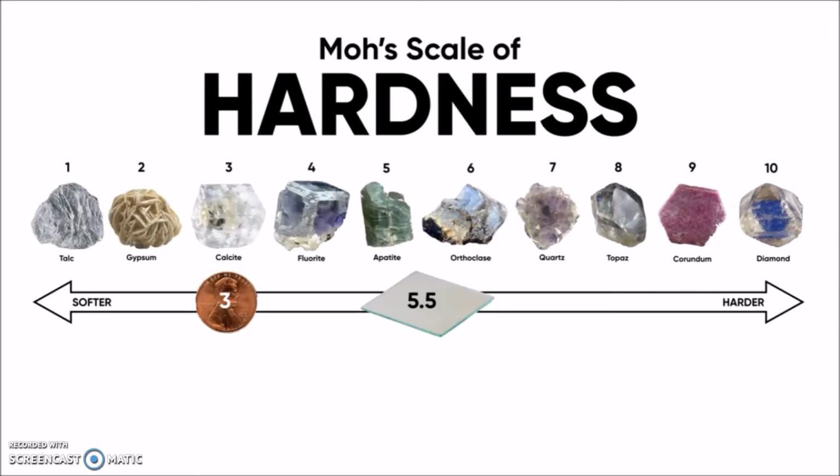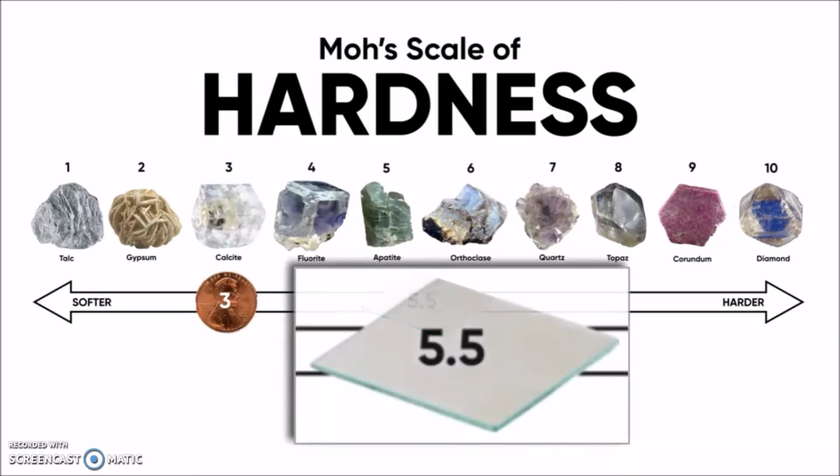We can tell the hardness of a mineral by scratching them against each other and seeing which one is stronger, or by scratching it on a known surface, like a penny, or on a piece of glass. A piece of glass is going to be 5.5 on the Mohs scale, so if a mineral scratches the glass, we know that the mineral is above 5.5, and if the glass scratches the mineral, then we know the mineral is below 5.5.